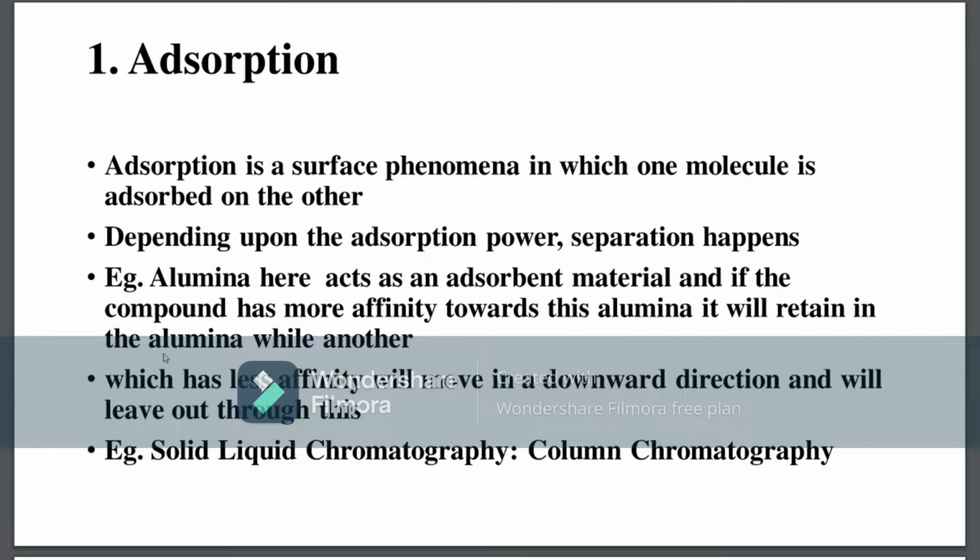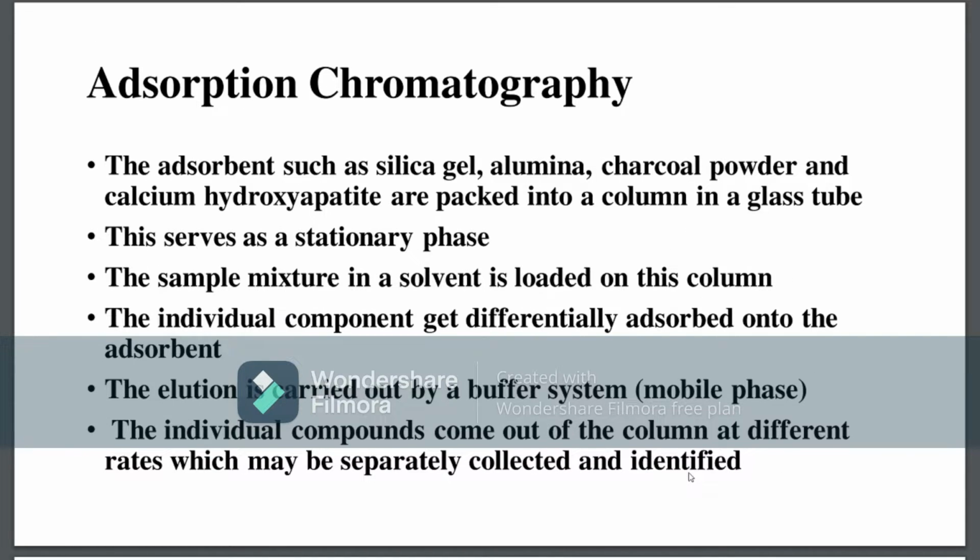Now the first mechanism, that is adsorption. Adsorption is a surface phenomenon in which one molecule is adsorbed on another. Depending upon the adsorption power, separation happens. For example, alumina acts as an adsorbent material, and if a compound has more affinity towards this alumina, it will be retained in the alumina, while another which has less affinity will move in the downward direction and leave through this. For example, solid liquid chromatography. An example is column chromatography.